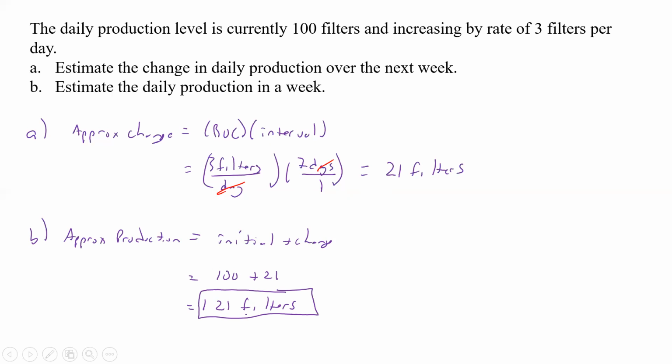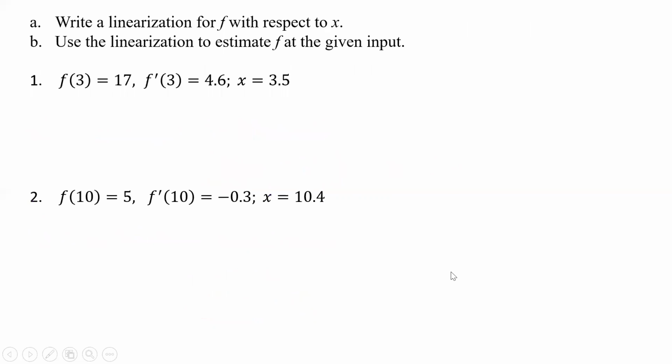Okay, so that will be where we're at. All right, so again, we're just using approximate change, approximate production. That's just rate of change times interval, and this is the initial value plus our change, and we can get all those solved. All right, what about the next one here?